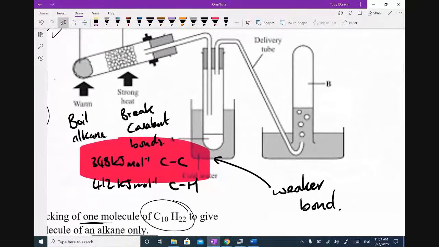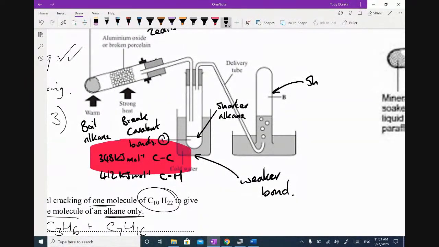They're going to ask you what's the function of the cold water. We're condensing. This is down here. This product here, A, is going to be the shorter alkane that's been made. And B, of course, is going to be your short alkene. However, we're going to get that in low percentage, but we've also got a short or small cycloalkane as well in a high percentage.